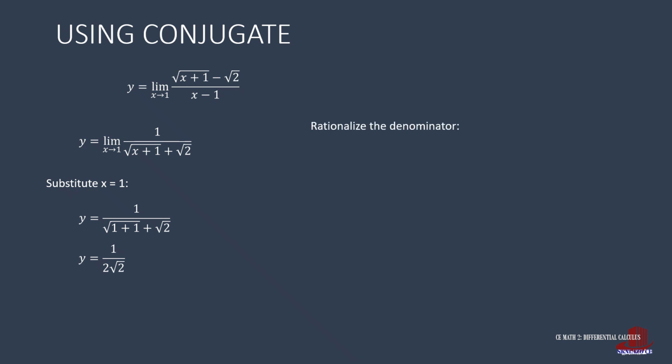we rationalize, and that is by multiplying the radical. In this case, we only need to multiply root of 2 on both the numerator and the denominator. Y then becomes root of 2 over 2 times 2, which then gives the final limit of root of 2 over 4.